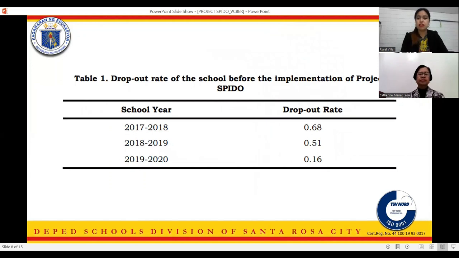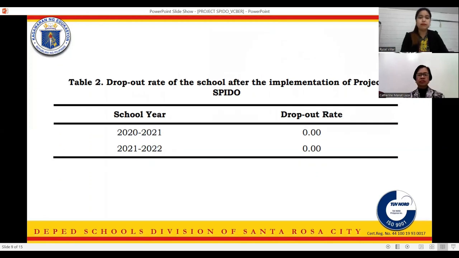Table 1 shows the dropout rate of the school before the implementation of Project SPEDO. From school year 2017-2018, the dropout rate is 0.68, while from 2018 to 2019, the dropout rate is 0.51, and 2019 to 2020, the dropout rate became 0.16. Table 2 shows the dropout rate of the school after the implementation of Project SPEDO.